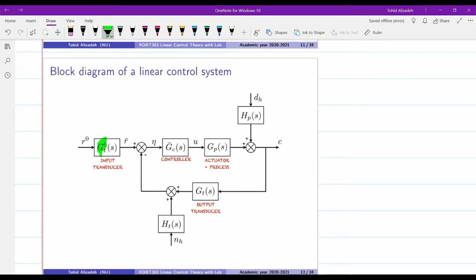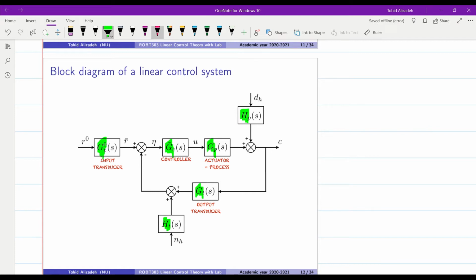For example, we have GT0 over here, we have HP of S here, HT of S, GC bar, GP, and GT. Each one of these blocks is representing a kind of system. They could be in the form of a transfer function as well, as we will see later. The main thing to keep in mind here is that we have a closed loop system.